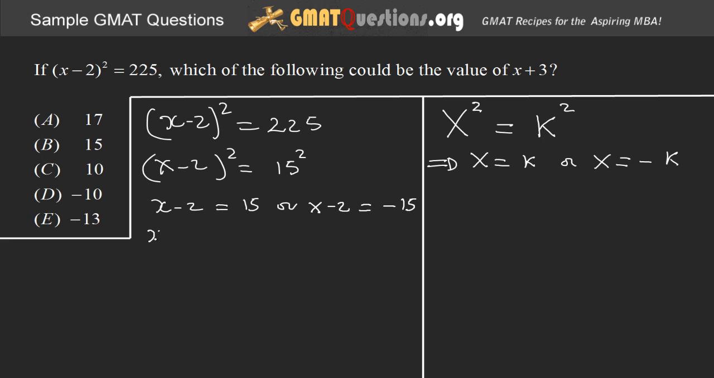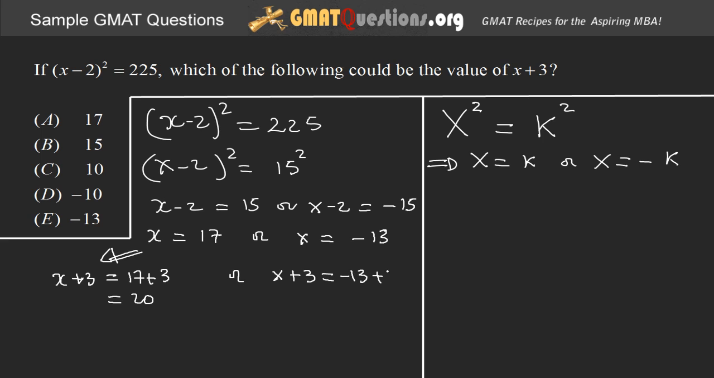Clearly here, x is equal to 15 plus 2, which is 17. Or here, x is equal to negative 15 plus 2, negative 13. In this particular case, x plus 3 is equal to 17 plus 3, which is equal to 20. Or x plus 3 here is going to be equal to negative 13 plus 3, which is equal to negative 10.